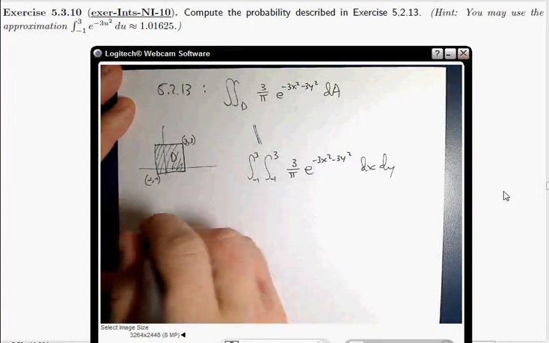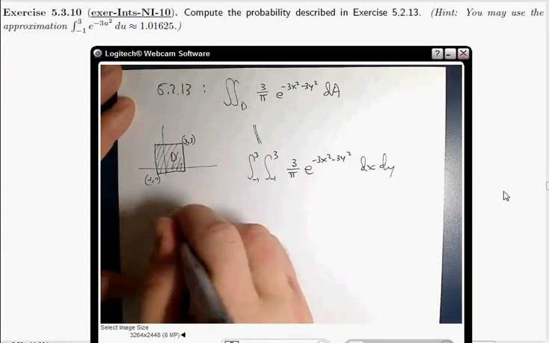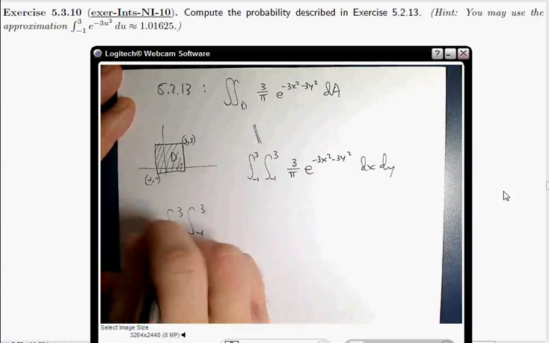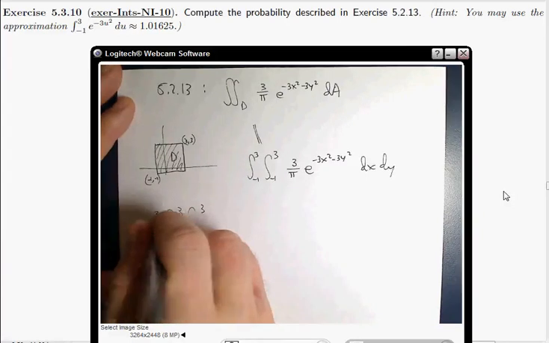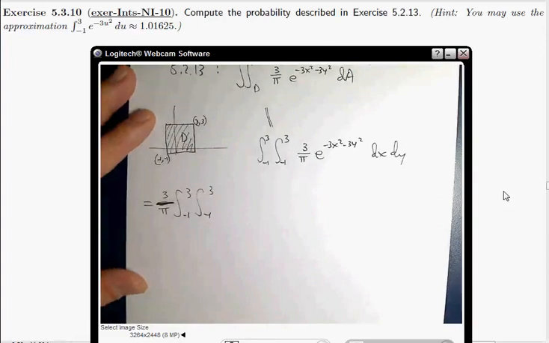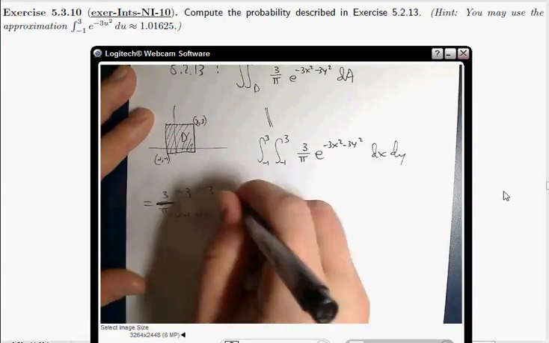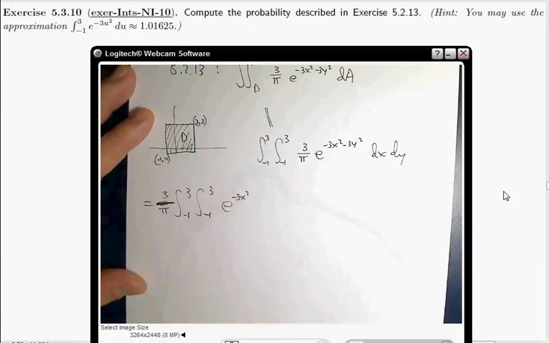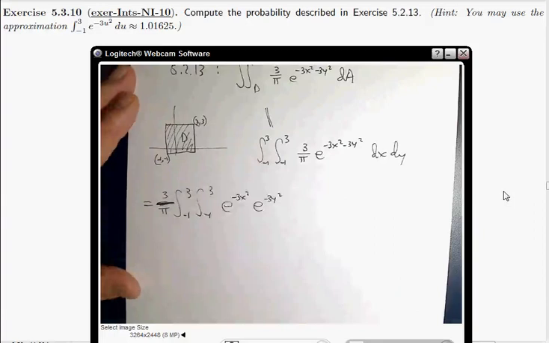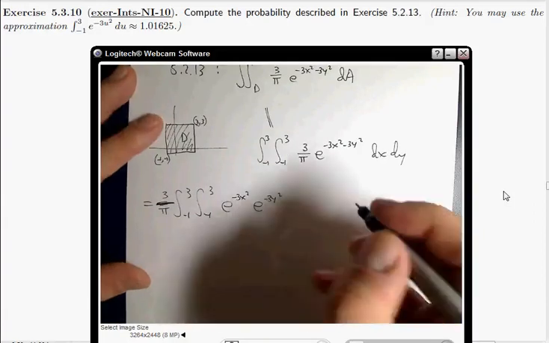Notice that you can rewrite this as follows. Well, first let me factor out the 3 over pi. That's just in the way. Pull that outside of the integrals. It's legal, of course. And I'm going to rewrite this as e to the negative 3x squared times e to the negative 3y squared. Now, that's just an algebra fact, right? Okay, dx, dy.